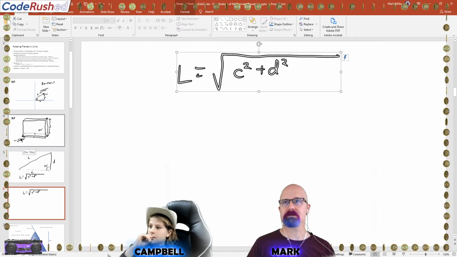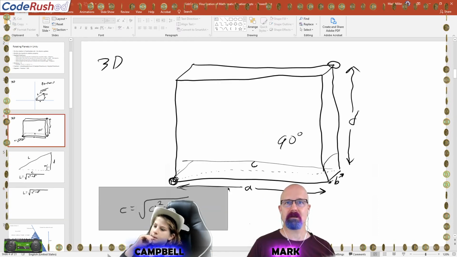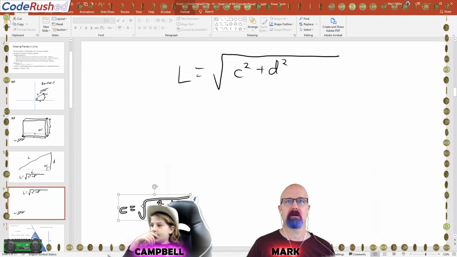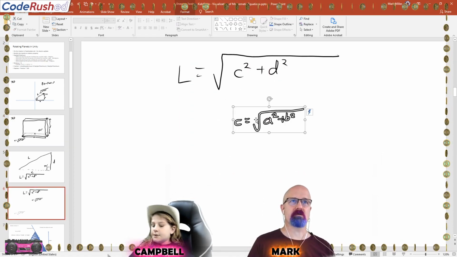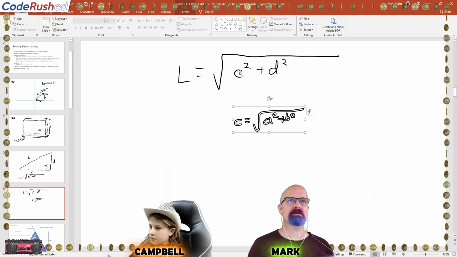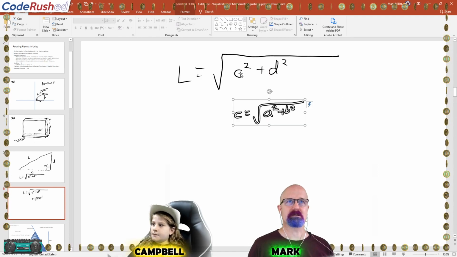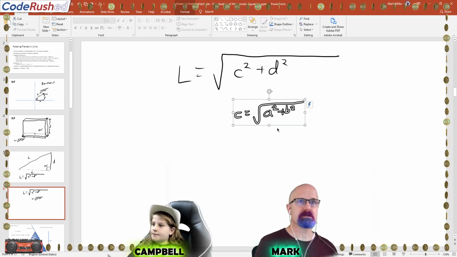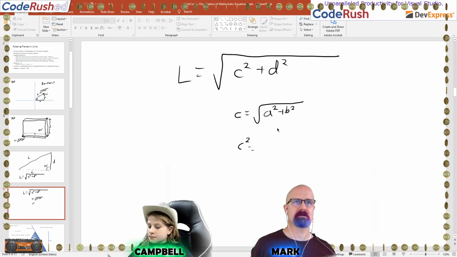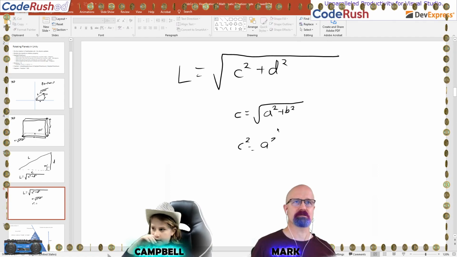And what was C again? C's right there. Copy that, and we're going to put this over here. Substitute it. Yeah, we're going to use substitution. So C is equal to the square root of a squared plus b squared. Notice, by the way, that this isn't just C, this is C squared. So I could come down here and say, what's C squared? C squared is equal to, take the square root of this side, a squared plus b squared.